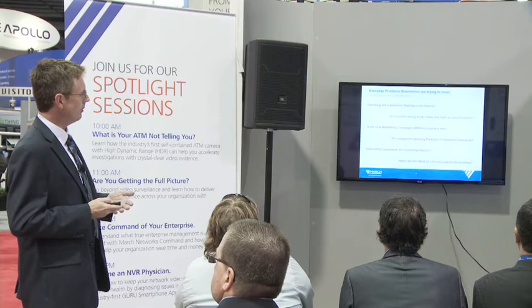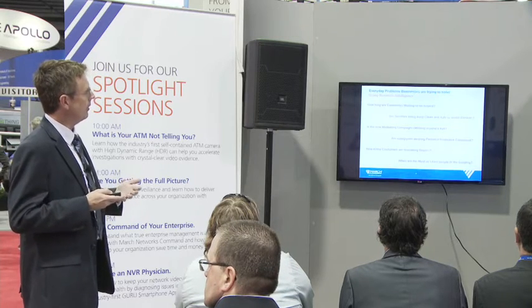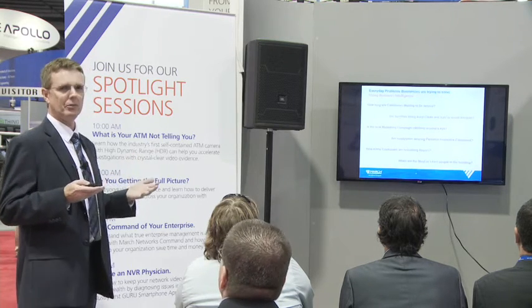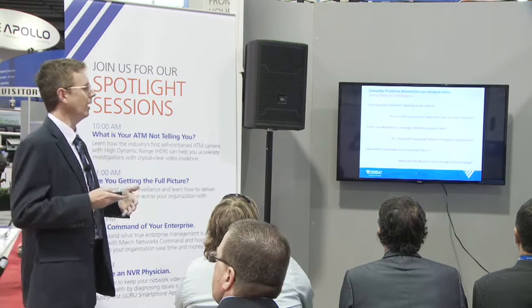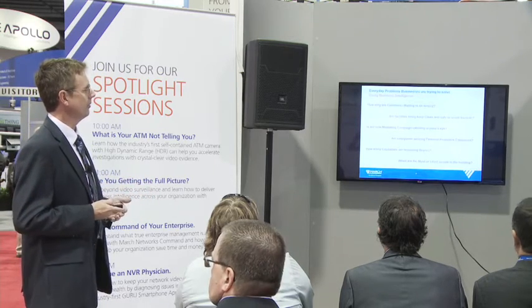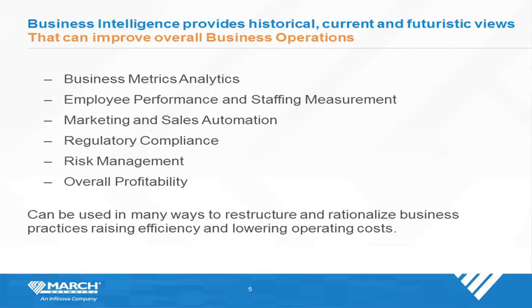If you take it a little bit further, all of these things have in common what we call business intelligence. This is a phrase that you're seeing a lot and it's coming up in every industry out there. Business intelligence, if you had to put a definition around it, really provides historical, current, and future views. So it's getting information on metrics, on what the employees are doing, on what's happening from a marketing standpoint, information on compliance, risk management, which is something banks deal with all the time, but overall it's profitability.